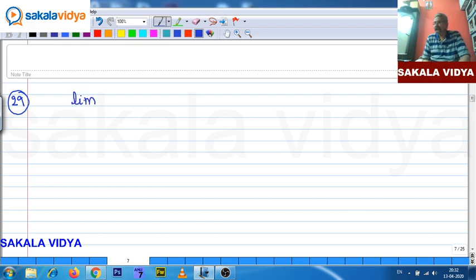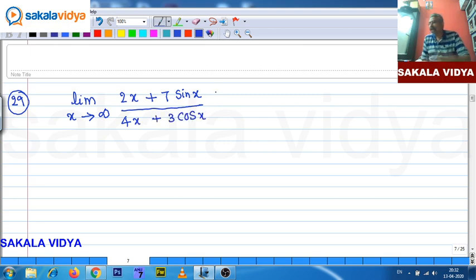Limit x approaches to infinity, (2x plus 7 sin x) upon (4x plus 3 cos x) equals to.